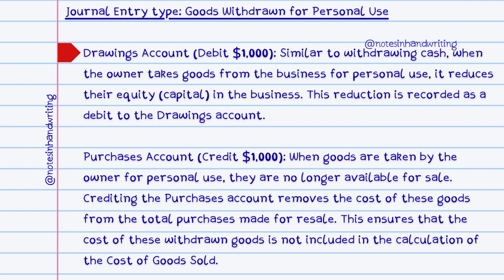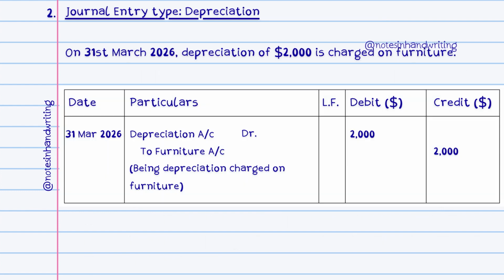Similar to withdrawing cash, when the owner takes goods from the business for personal use, it reduces their equity or capital in the business. This reduction is recorded as a debit to the drawings account. When goods are taken by the owner for personal use, they are no longer available for sale. Crediting the purchases account removes the cost of these goods from the total purchases made for resale. This ensures that the cost of these withdrawn goods is not included in the calculation of the cost of goods sold.